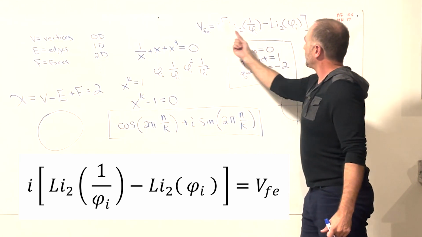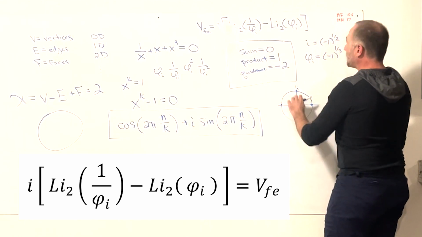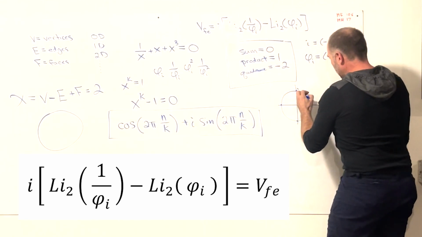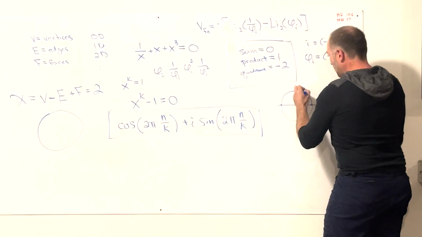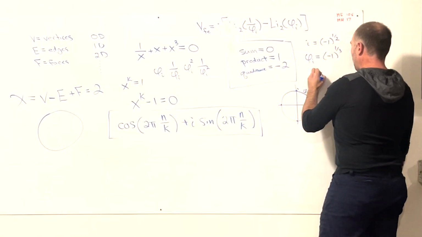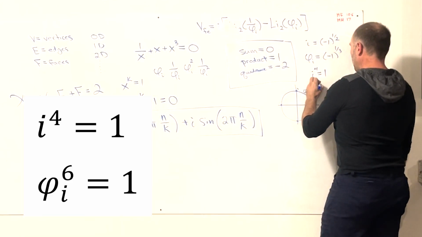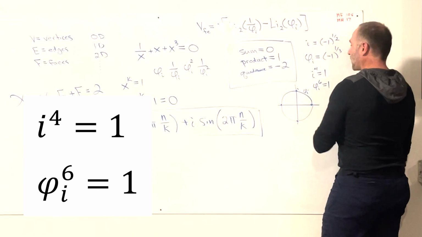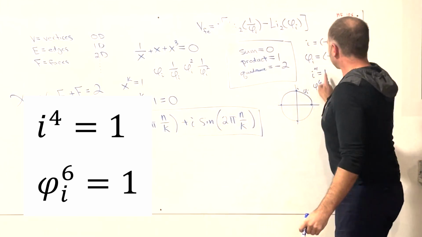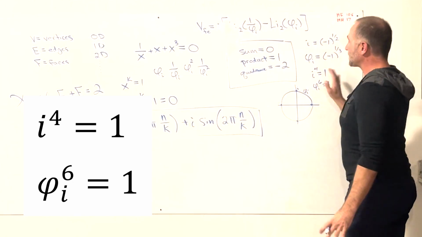This is 6-fold symmetry, this is 4-fold symmetry, right? I takes 4 times to go around the circle. The imaginary golden ratio takes exactly 6 times to go around the circle, right? So in fact, I can just write it like this. I to the 4th equals 1, and the imaginary golden ratio to the 6th equals 1. Okay, so because of this in our structure, in our geometric structure, we have this rotational symmetry built in.